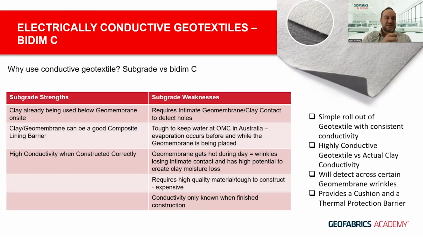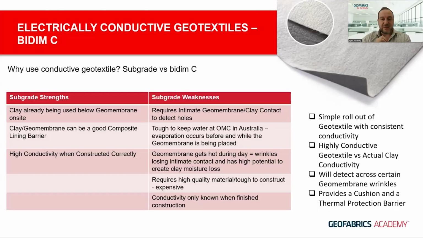Strengths in terms of using the subgrade as your conductive medium are that the clay is already there, below the geomembrane on site. The clay and geomembrane can be a good composite lining barrier, and you can still achieve high conductivity of that underlayer when it's constructed correctly. Some weaknesses are that you still require that intimate contact between the geomembrane and the clay to detect holes.